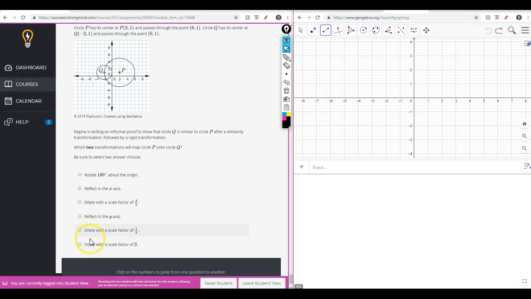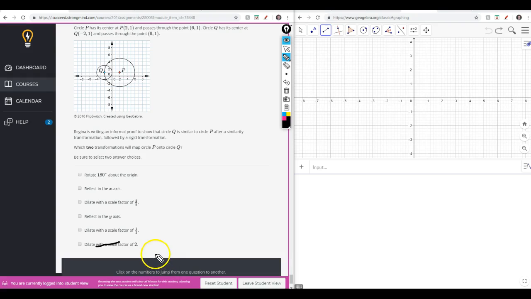So I'm looking, and I know that dilate are all the similarity ones. It says dilate with a scale factor of 2/5, dilate with a scale factor of 1/2, and dilate with a scale factor of 2. It is going to be easy to eliminate dilate with a scale factor of 2, because the circle that they're starting with, circle P, is much larger than circle Q, so I know the scale factor has to be a fraction. It has to make it smaller than the original one. So that one's off the table.